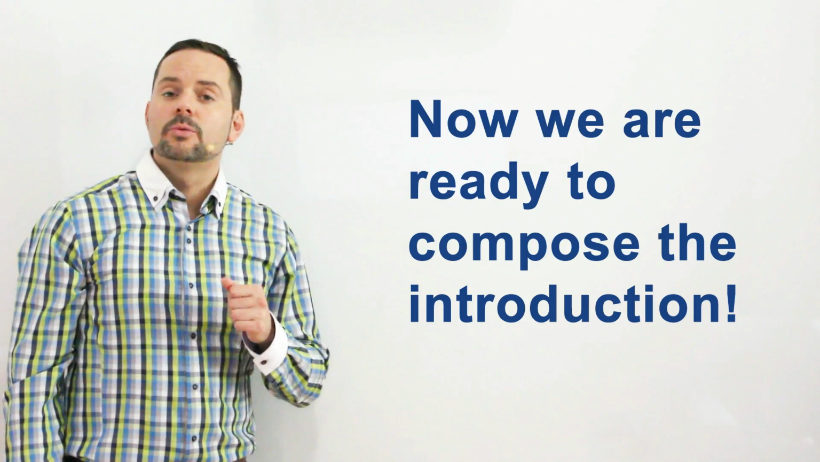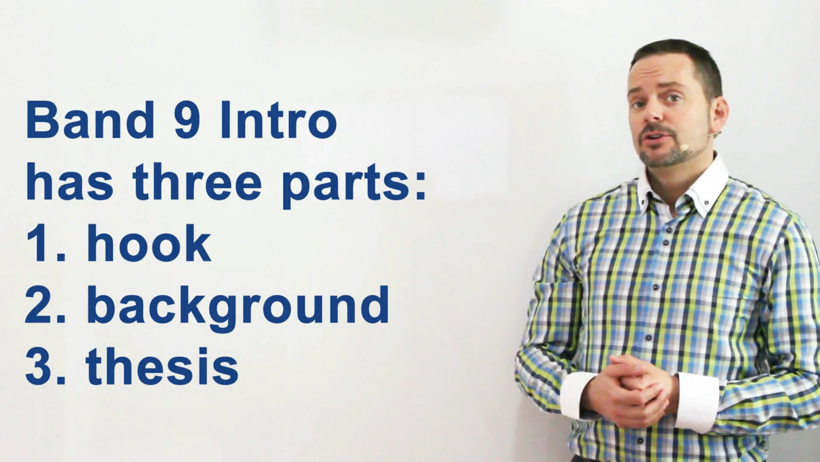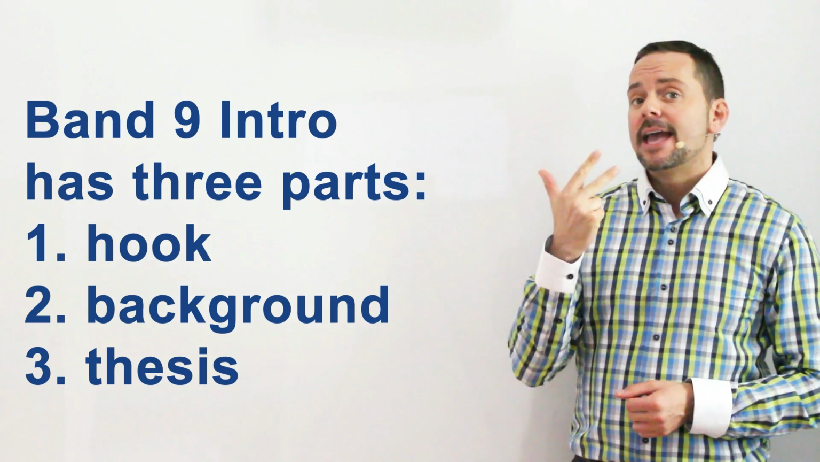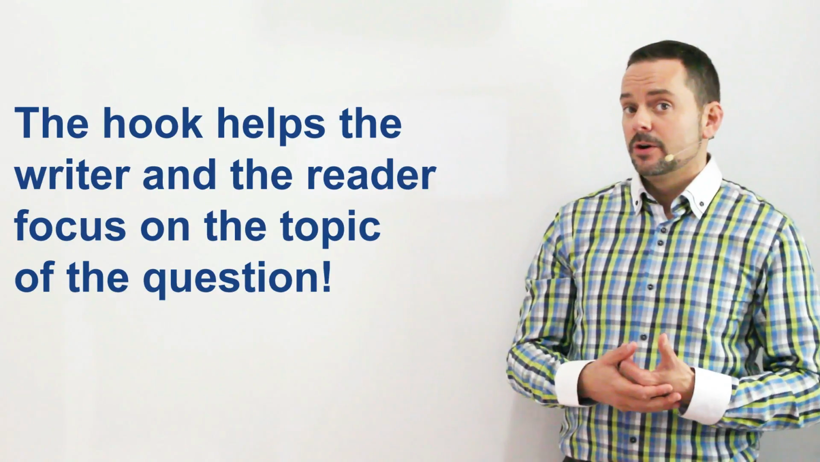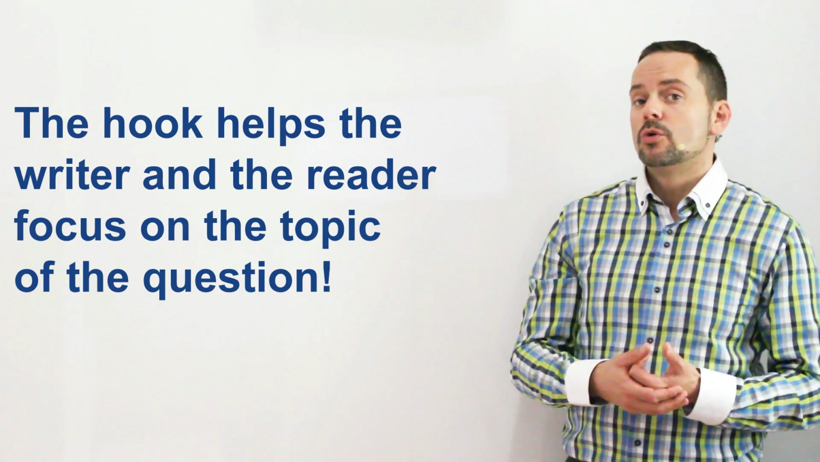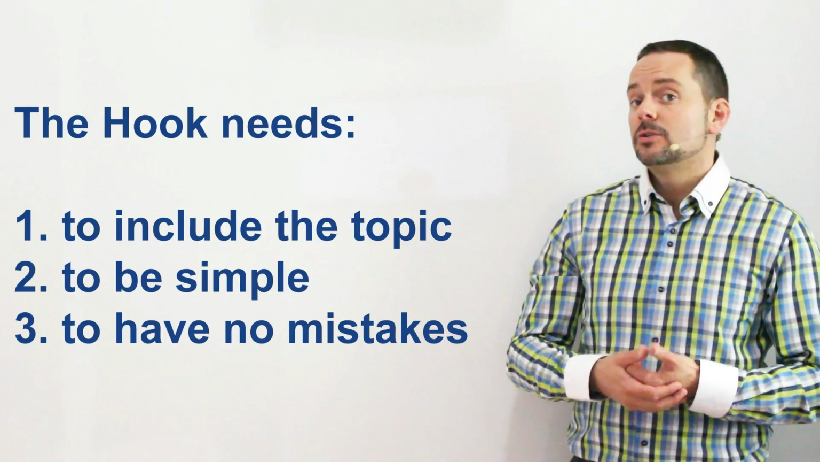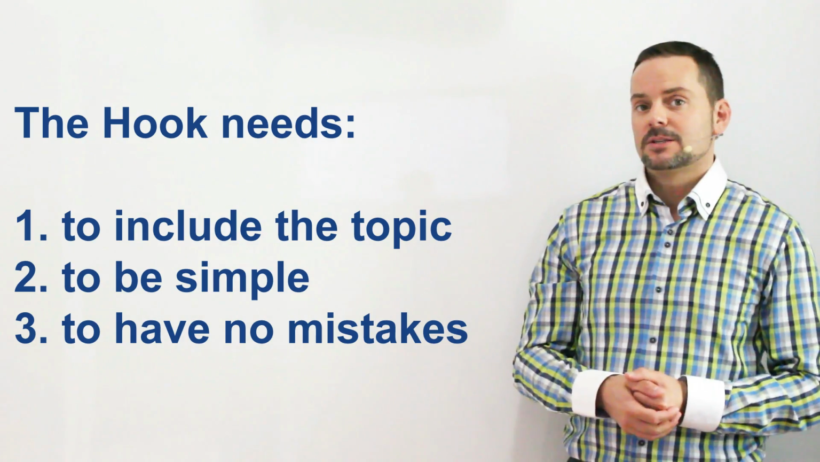Now we're ready to write the introduction. A Band 9 introductory paragraph should have 3 parts: a hook, a background, and a thesis. Some students hear that a hook is not necessary for the IELTS exam. I disagree. A hook helps your reader and you, the writer, to clearly show that you understand what you are writing about. The hook has to include the topic. It should be a simple sentence without mistakes.